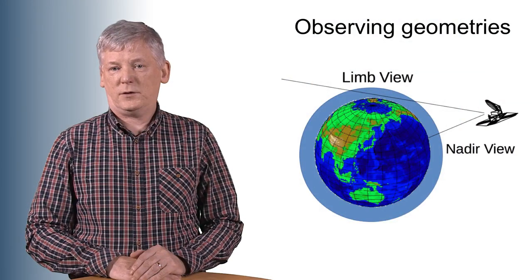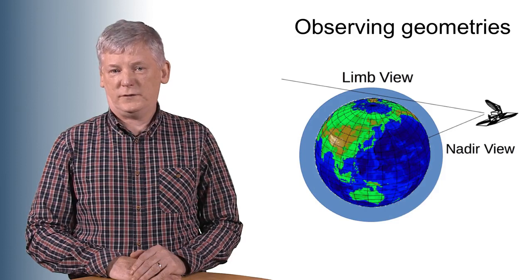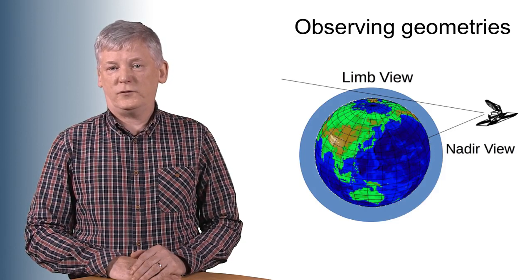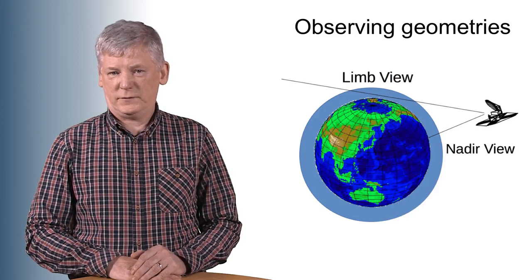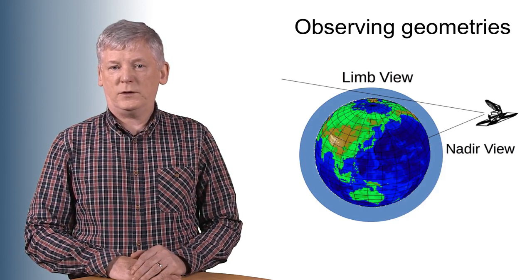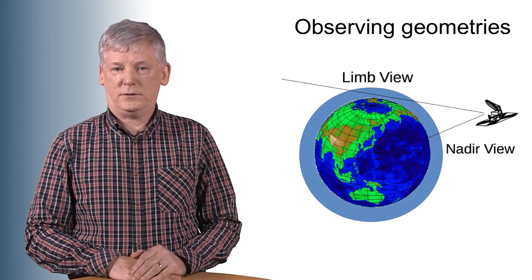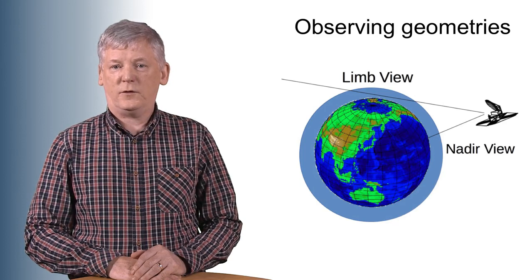Instruments on the satellite can observe the atmosphere with different geometries. The figure shows two of the most used configurations. Downward-looking instruments are said to look in the nadir. These often sweep from side to side, building up the image as the satellite moves along its orbit.